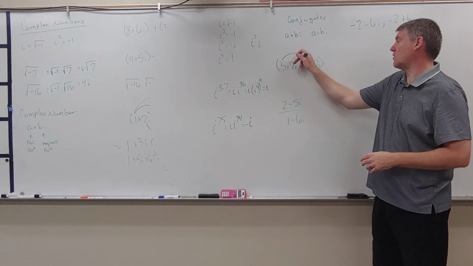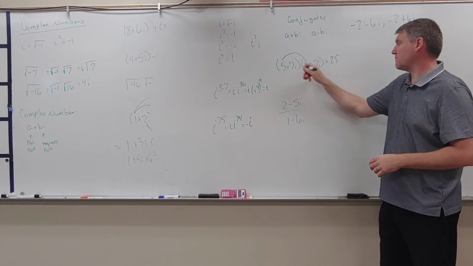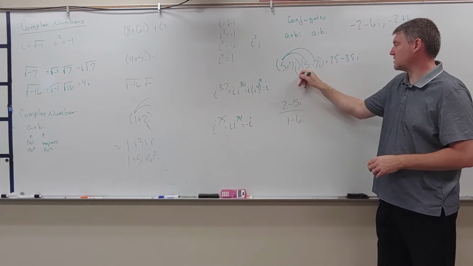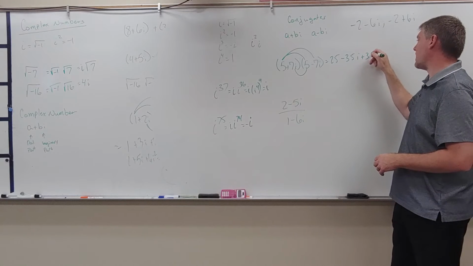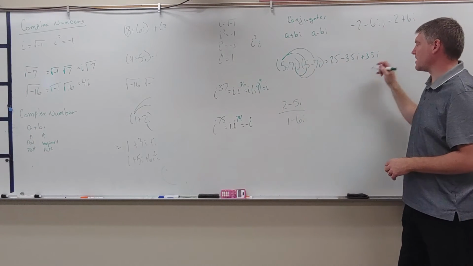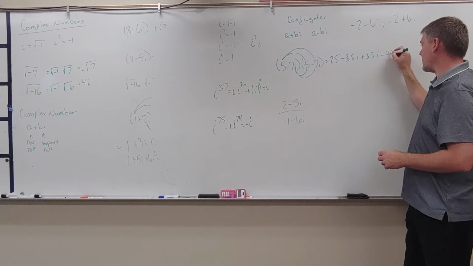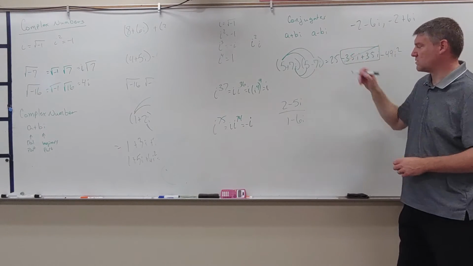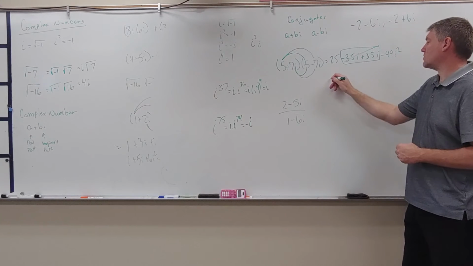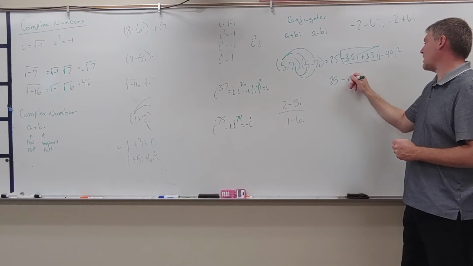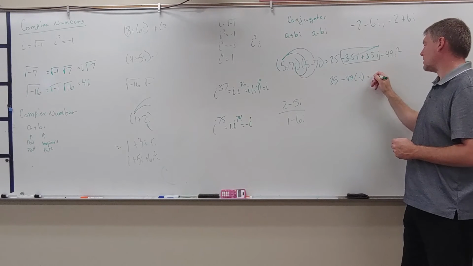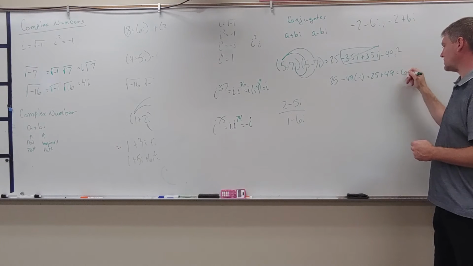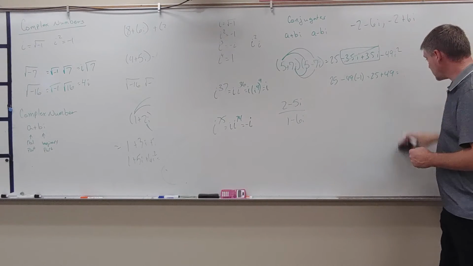So when I multiply this out, 5 times 5 is 25. 5 times -7i is -35i. 7i times 5 is positive 35i. And 7i times -7i is -49i squared. Well, if you notice here, this middle piece goes away, right? They cancel out. So I end up with 25 minus 49 times -1, which gives me 25 plus 49, which is 74.